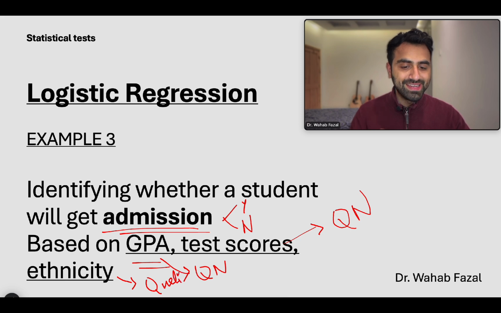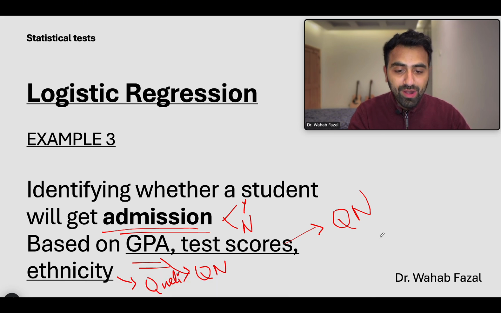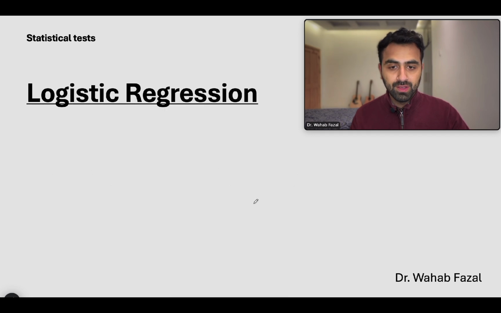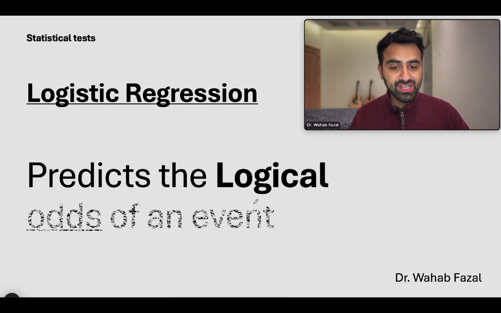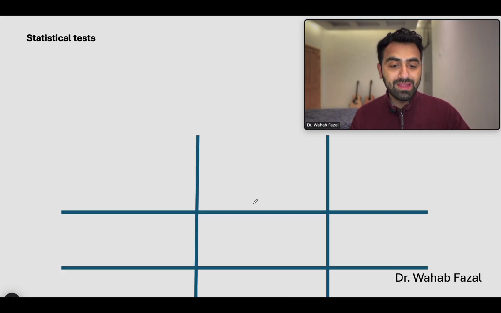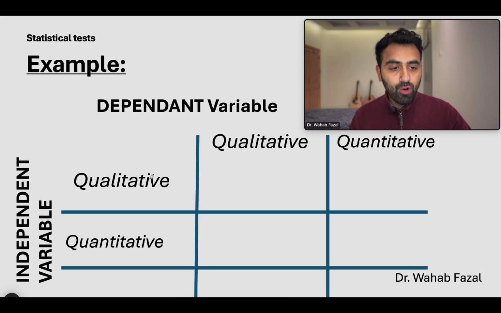So you can have as many independent variables as you want. It doesn't matter if you have quantitative, qualitative, whatever kind of independent variables, but the dependent variable, the outcome, needs to be a yes-no kind of thing, a dichotomous thing. It branches into two, pass or fail, yes or no. So what is logistic regression? Logistic regression predicts the logical odds, meaning the probability of a yes or no happening. What will happen more? So very, very cool. We understood the tests between two qualitative variables, we have all of these tests, right?